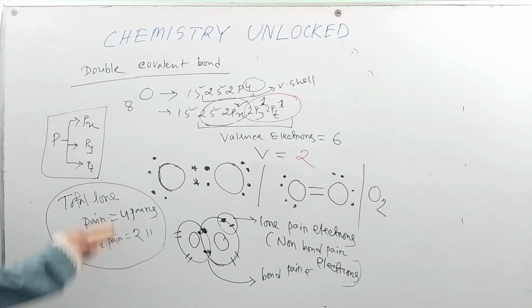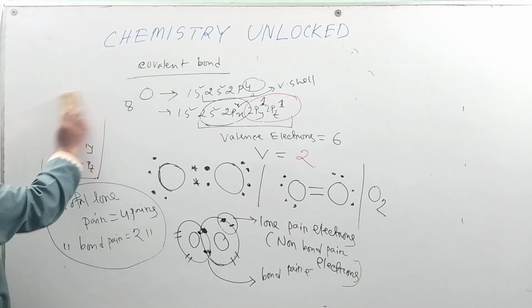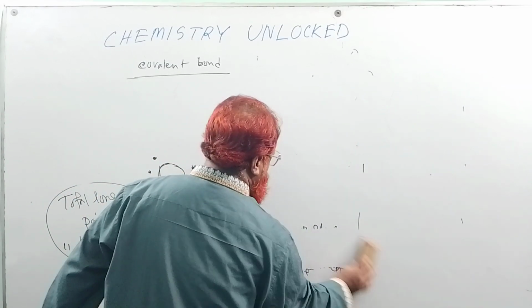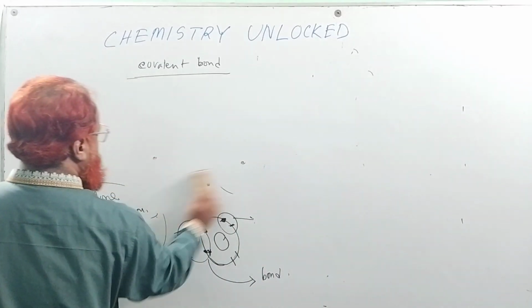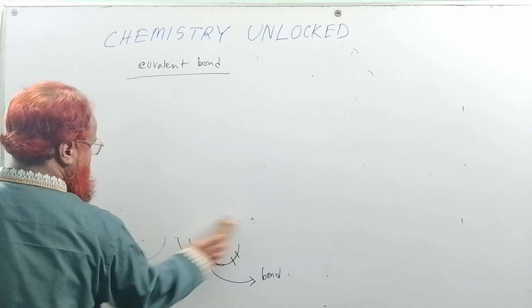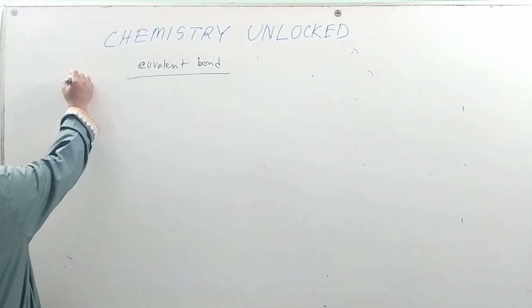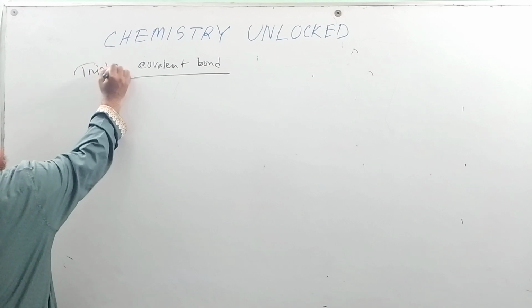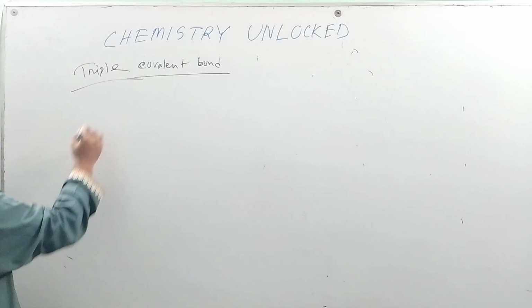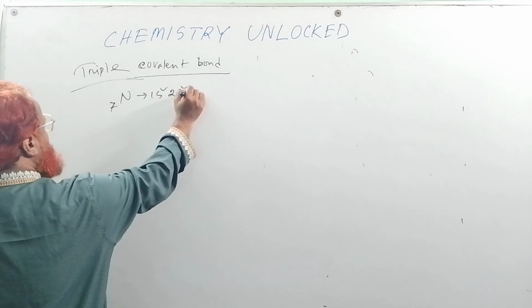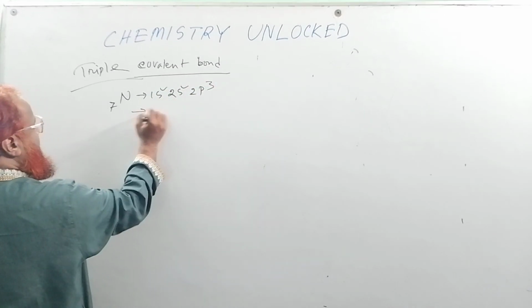Now we'll move to the triple covalent bond. Triple covalent bond. For example, nitrogen, 1s2, 2s2, 2p3.